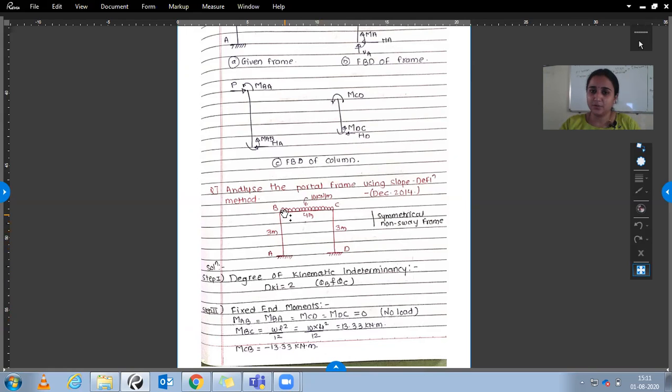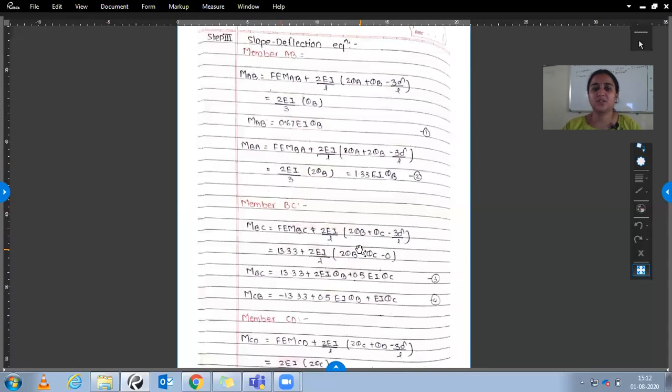Then there is a UDL of 10 kilonewton per meter for the span of 4 meter, and we can find the fixed end moments at BC and CB because of this UDL as wL square by 12. We are going to consider anti-clockwise positive and clockwise negative, that's why these sign conventions are plus and minus. Then moving towards the next step, the slope deflection equation.